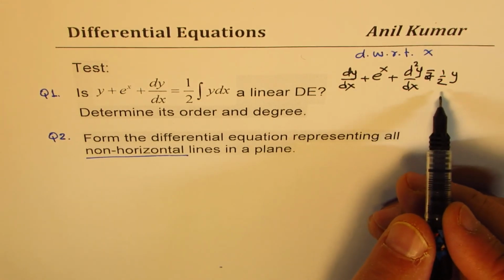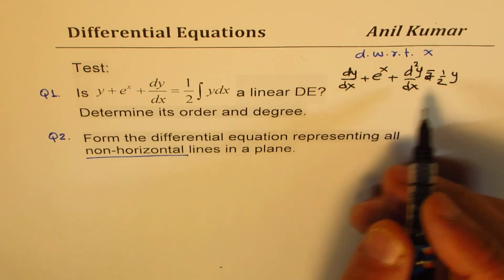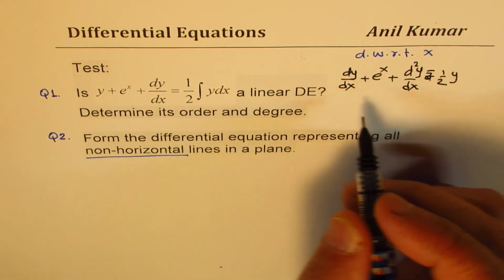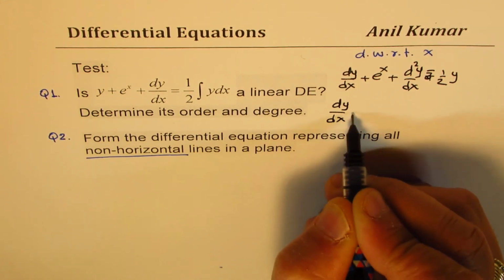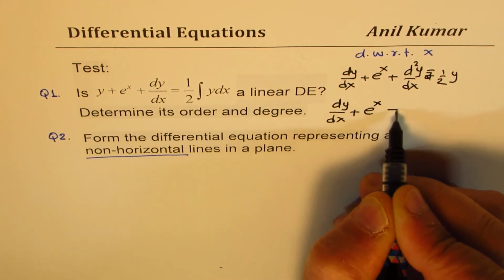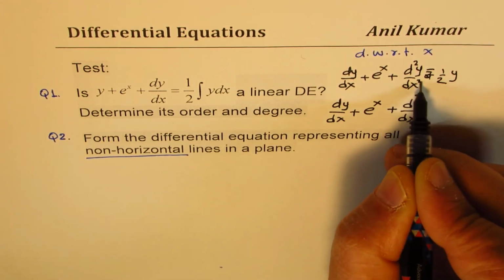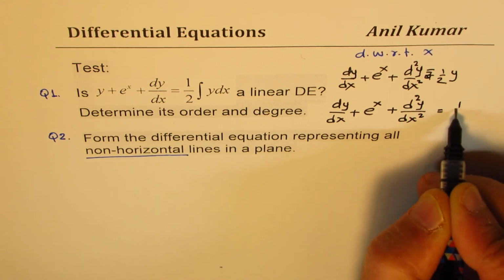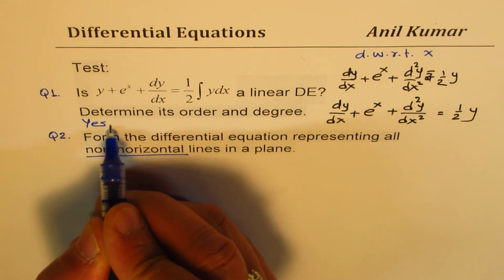So the equation is kind of like this. Let's bring them together. I'm just rewriting this. We have dy/dx plus e to the power of x plus d2y/dx square, equals to half y. Perfect. Now, is that a differential equation? The answer is, of course, yes.